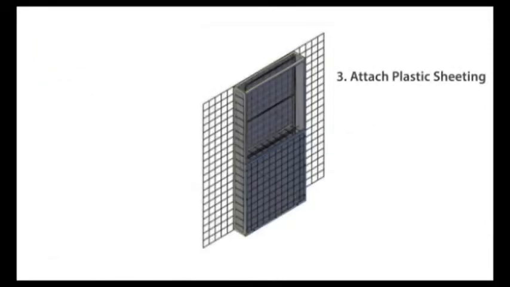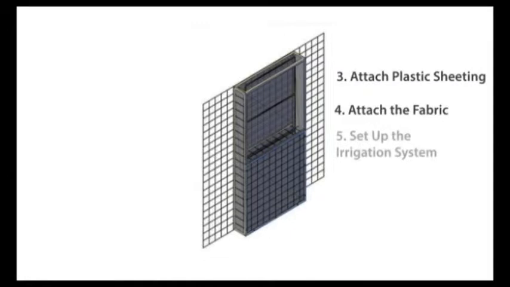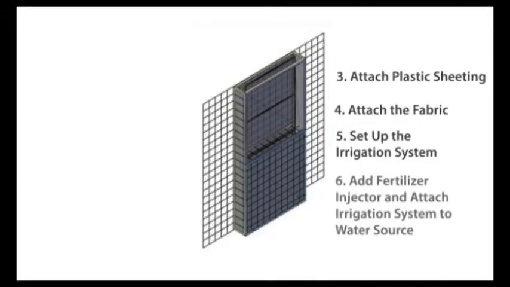Thirdly, attach a sheet of plastic to the frame. The plastic acts as a backing for the fabric layer, plus keeps the water off the wall. Fourthly, attach the layer of fabric to the frame. The fifth step is to set up an irrigation system. To keep plants growing on a vertical surface, you will need an irrigation system that can provide moisture throughout the fabric layer. The sixth step is to add a fertilizer injector and to attach the irrigation system to a water source.